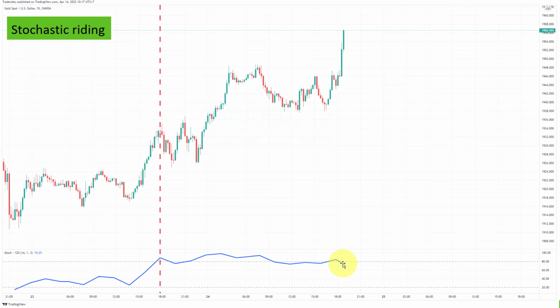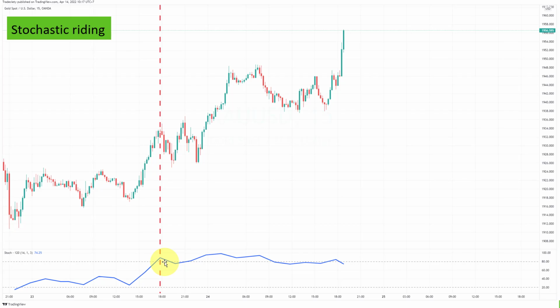The last one is stochastic riding. And this is something that many traders get wrong. And this is really, really dangerous for your trading. And on the other hand, it can be really beneficial for your trading once you understand the power of this signal. So what we have is the stochastic here on the price chart. And a lot of traders believe that when the stochastic goes above 80, you call this overbought, and the market will reverse after that and move lower.